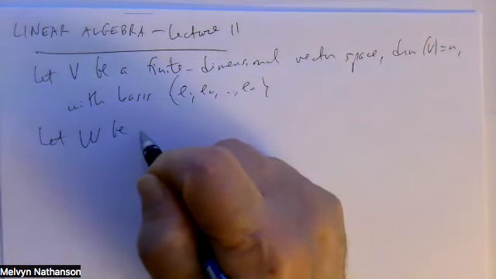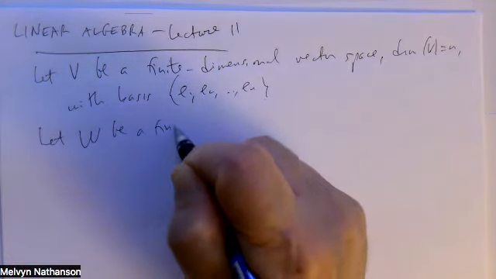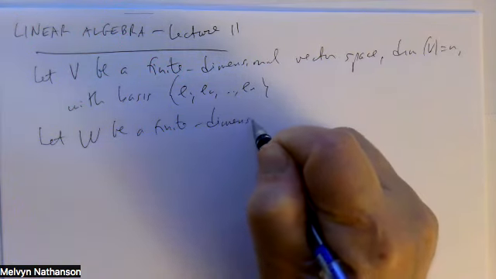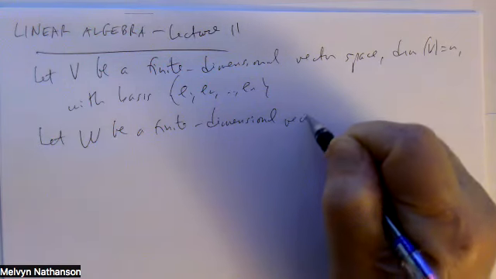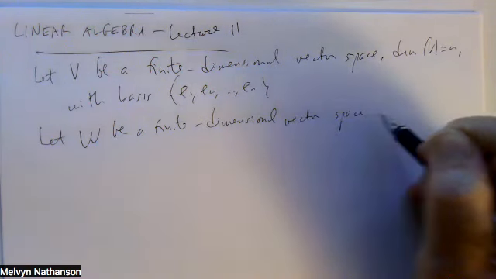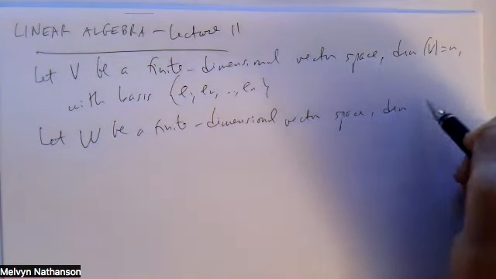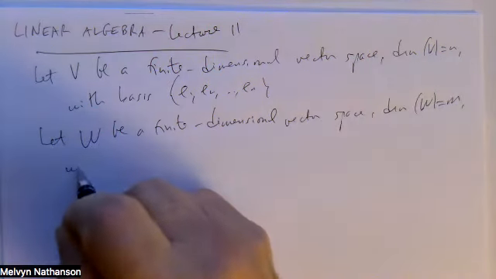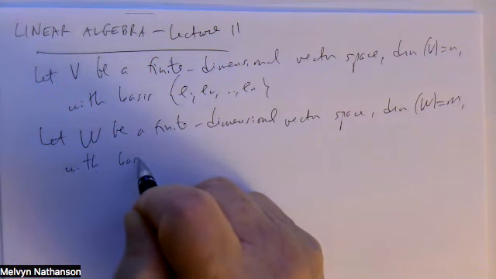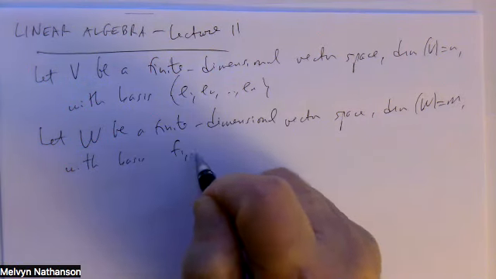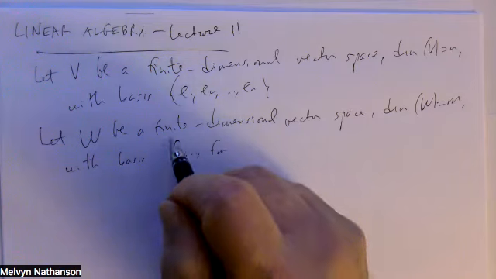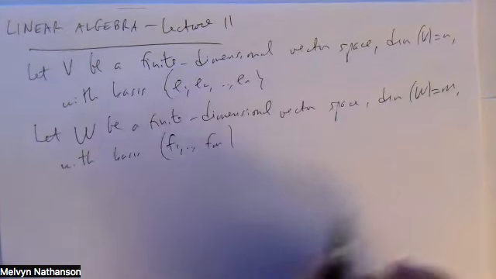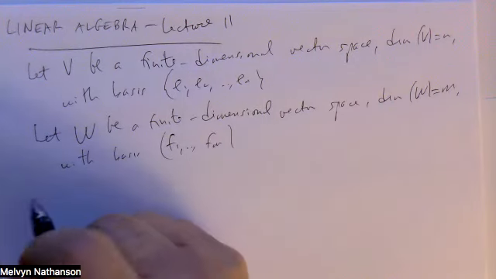Let W be another finite dimensional vector space. Let's say the dimension of W is m, with basis F1 up to F sub m. n and m can be the same or they can be different.